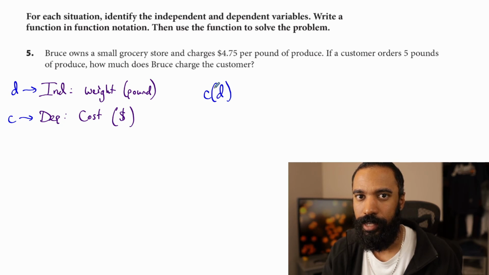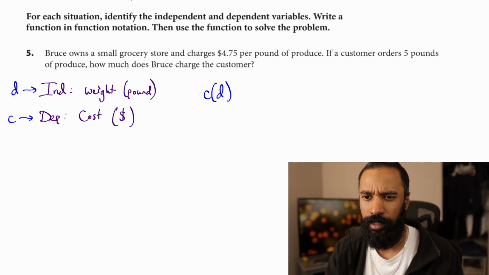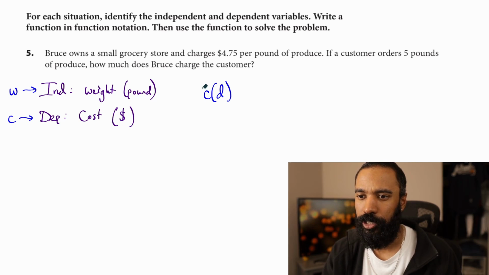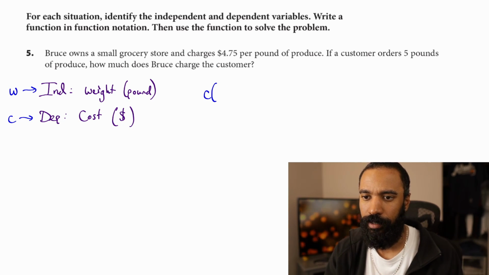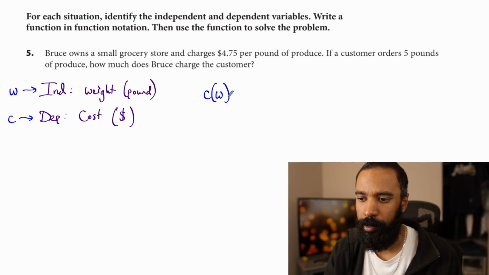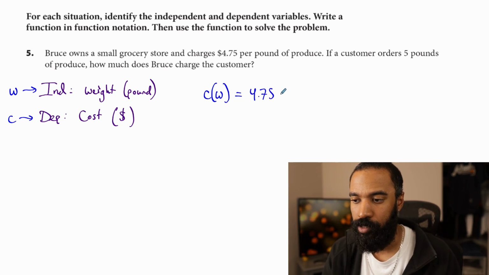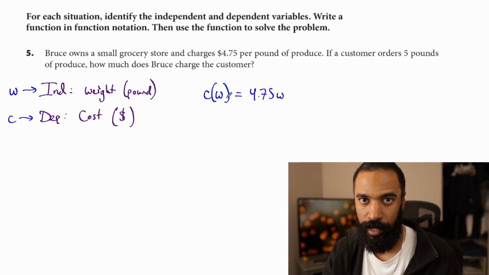The cost is a function of the amount of, how come I used d? I don't know why I used d. Let's do w. Cost is a function of the weight. Based on the weight, I can determine the cost. Cost of the weight is $4.75 per pound times the weight, times the number of pounds right there.